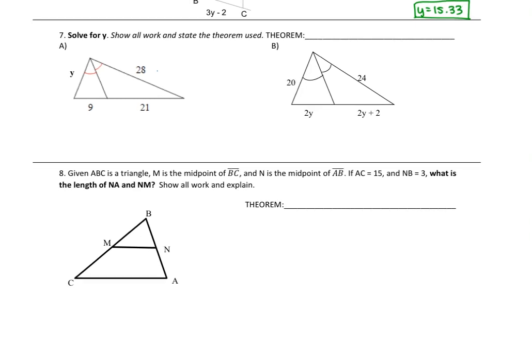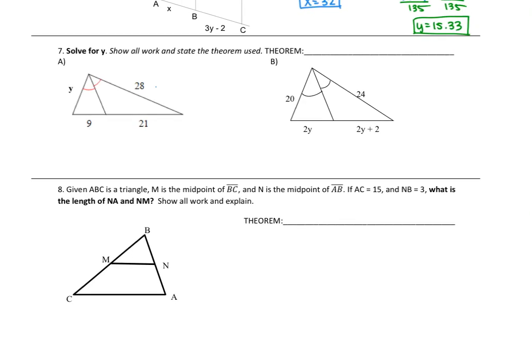Alright, next problem. We're solving for y. We're going to state the theorem. So this theorem for both of these problems is angle bisector theorem. But you can set up the same way as you set up the previous one. So as long as you're being consistent, that works. So I'm going to do y over 28. That equals, so I went left, right, so y over 28 equals 9 over 21.